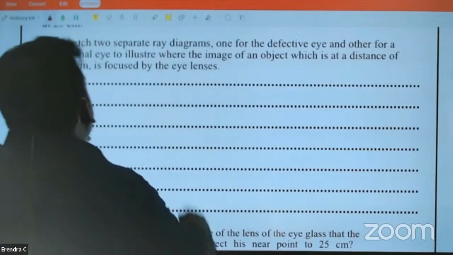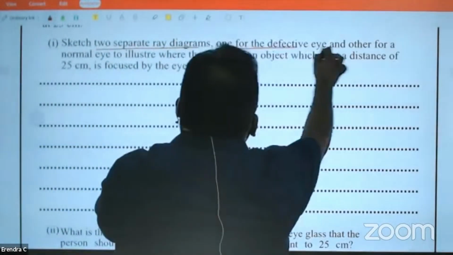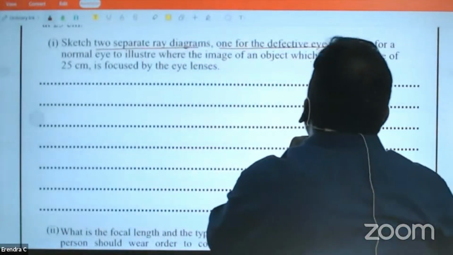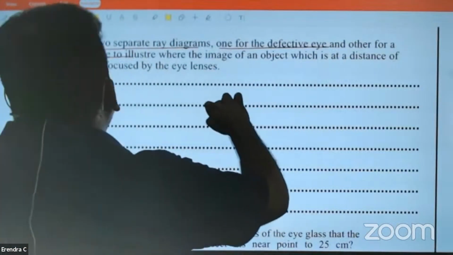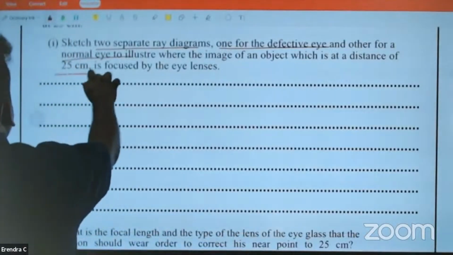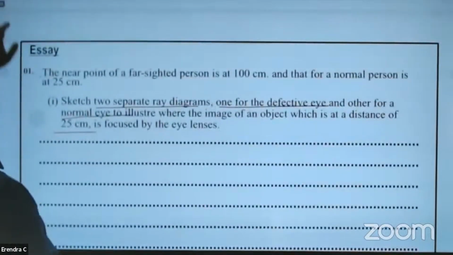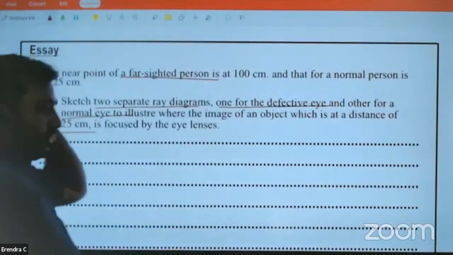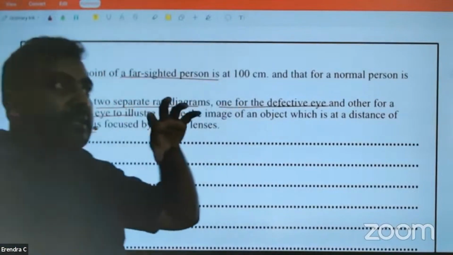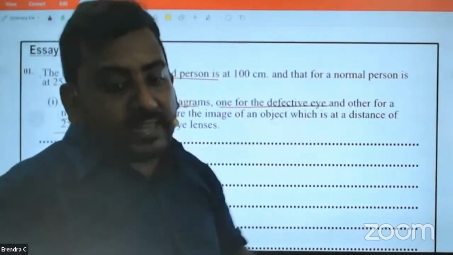Sketch two separate ray diagrams, one for the defective eye and the other for the normal eye, to illustrate when the image at a distance of 25 centimeter is focused by the eye lens. Read the question again. The near point of a far-sighted person. That means this person can see infinity but cannot see 25 centimeters.